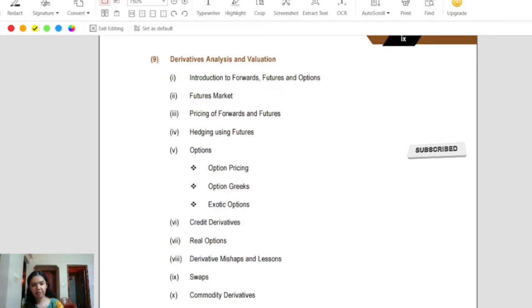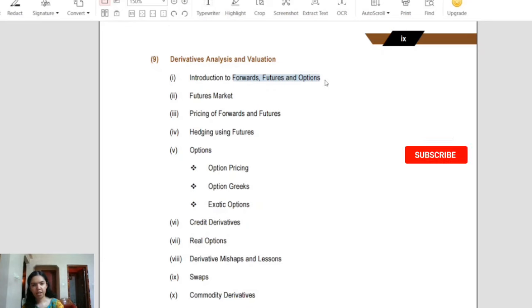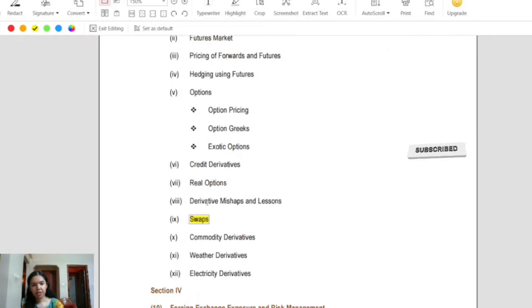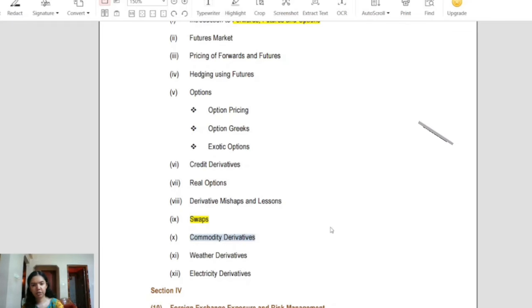Next we have chapter 9, derivative analysis and valuation. So this chapter focuses on understanding how derivatives like forwards, futures, options and swaps are used, and it is mainly for hedging rather than speculation. So all these terms are important here: forwards, futures, then we have swaps. From the IBS perspective, the key idea is to know how these instruments help manage business risk related to stocks, currencies, interest rates or commodities. So all these topics are important here, commodity derivatives.